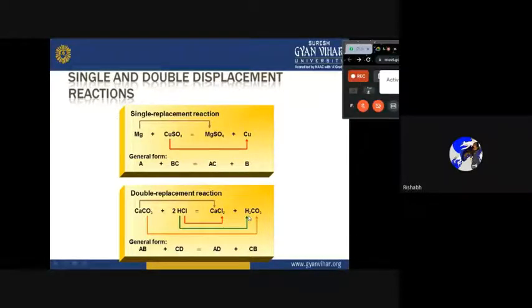H2CO3. So why are they replacing? Because chlorine must have more affinity towards calcium, whereas carbonate must have more affinity towards hydrogen. So that is why they are replacing one another. So the general form is AB plus CD. A is taking the place of C, and C is taking the place of A.